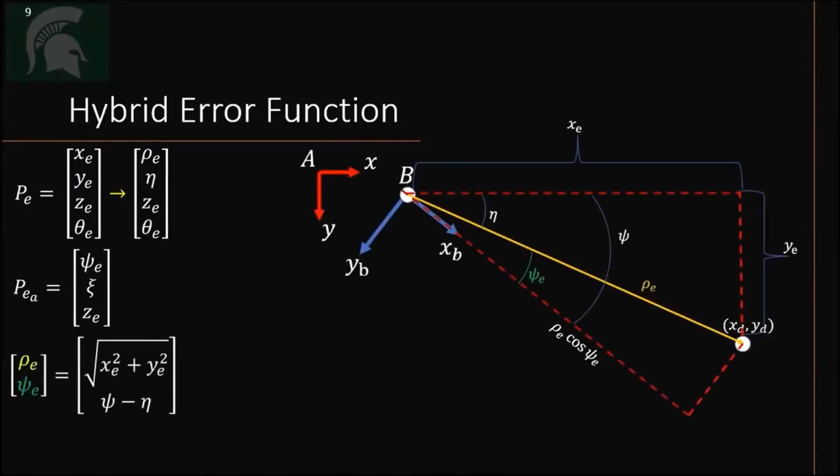Looking from a bird's eye view, you can see that psi e is a heading error, and it serves to align the fish heading, psi, with the direction of the vector rho e, pointing from the fish position to the desired position. The error function xi combines the pitch error theta e along with a function of the pitch angle and the position error vector projected onto the robotic fish's body fixed x-axis.